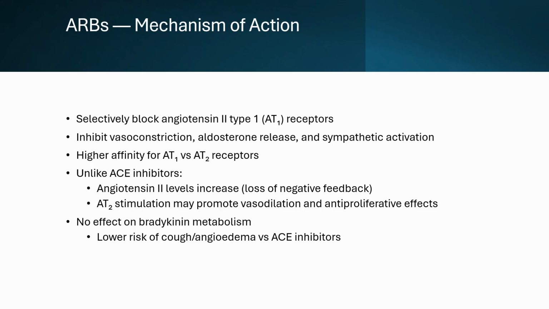With ACE inhibitors, there is a decrease in the level of angiotensin II, but with ARBs, we simply block the effects at the receptor. We end up with elevated levels of angiotensin II. This can potentially have some beneficial effects because angiotensin type 2 receptors activation produces vasodilation and inhibits cell proliferation. ARBs also do not affect bradykinin metabolism, which explains their much lower incidence of cough compared with ACE inhibitors.